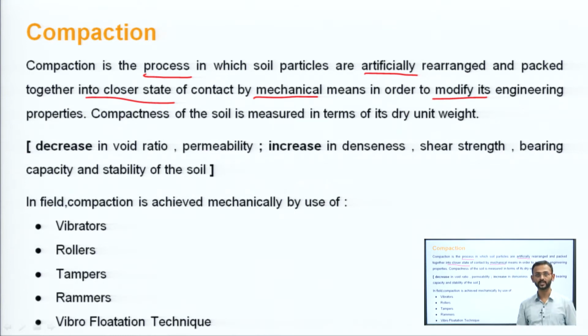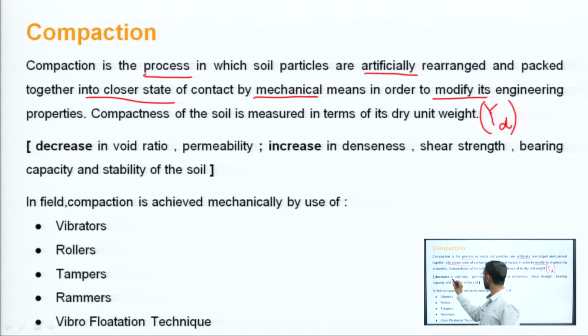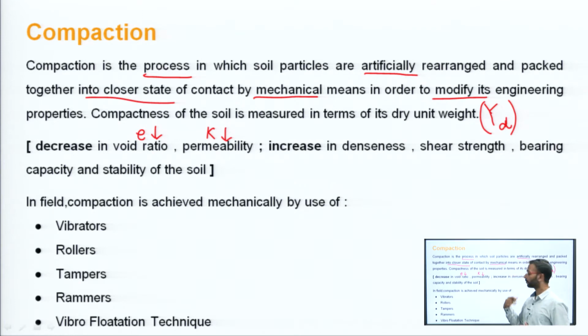Now, compactness of the soil is measured in terms of its dry unit weight, that is the gamma d, that you had already studied in the first chapter. What is the gamma d and what are the different relations there, that you had already discussed. Now, see what happens when you compact a soil, the void ratio, that is the volume of voids with respect to volume of solids, the voids will be reducing because you have compacted the soil. The soil which was this much there, now it has been compacted to a much smaller volume. So, the void ratio will be decreased. So, e decreases. Now, the permeability, because the soil is more compacted, so what happens there, the voids which have been allowing the passage of water, that has now been reduced. So, the permeability also what? It reduces.